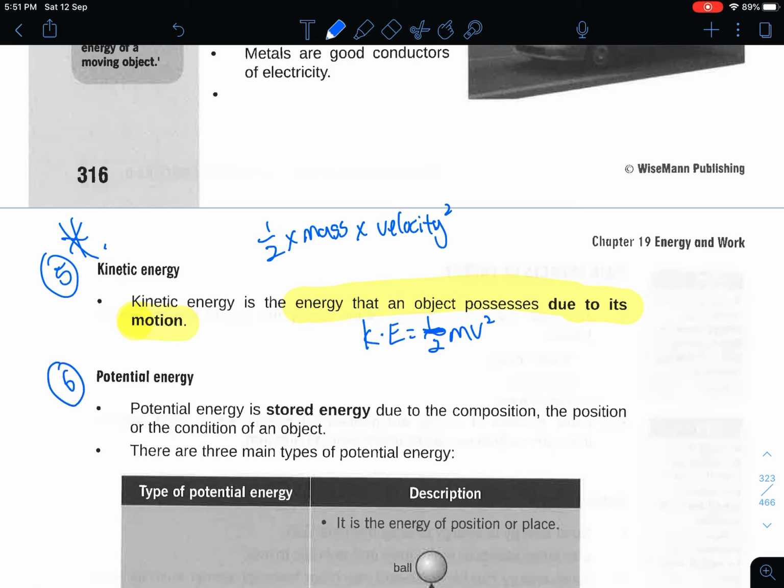Next, we have potential energy. Potential energy is the opposite of kinetic energy in that it is an example of stored energy. Usually it is calculated through mass times gravitational force times height.